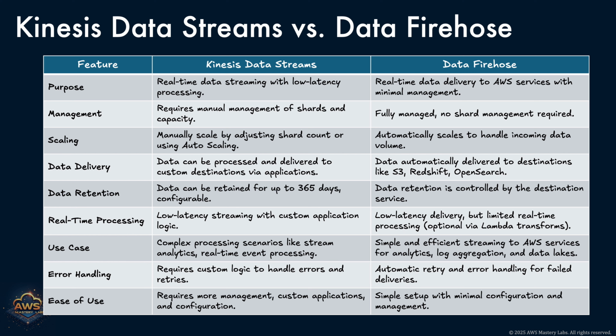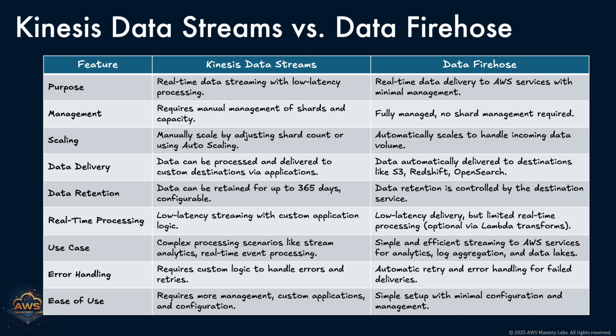When evaluating streaming data solutions on AWS, it's important to understand the distinct roles that Amazon Kinesis Data Streams and Amazon Data Firehose play in real-time data pipelines. Amazon Kinesis Data Streams is designed for real-time streaming data processing with low latency requirements. It's built for highly customizable use cases where you need control over how data is consumed, processed, and distributed. With data streams, you manage the flow of data through shards, a unit of scalability, and are responsible for managing shard capacity, scaling based on your throughput needs, and configuring data retention, which can extend up to 365 days.